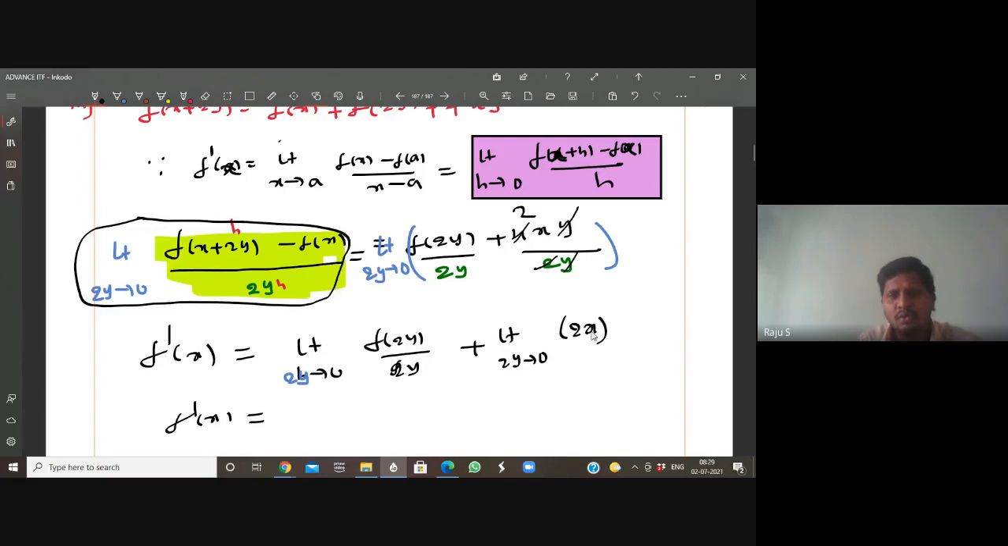See, I want to do one thing. When I substitute y directly, here also we can write easily, like, shall I write this as f of 0 minus f of 0 by 2y?